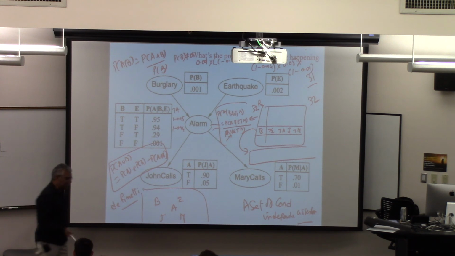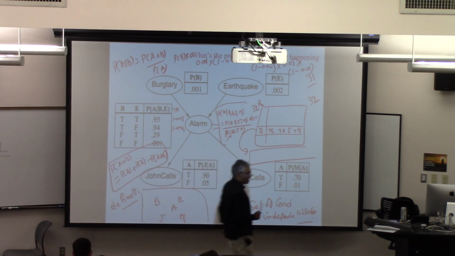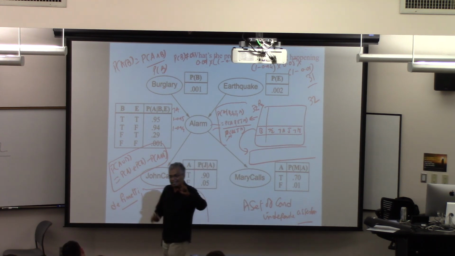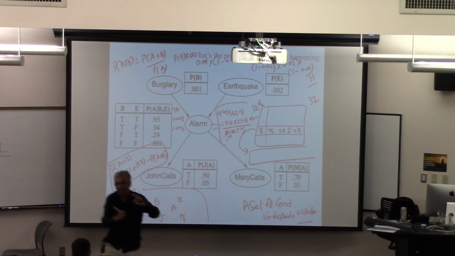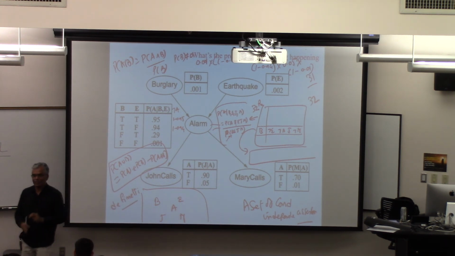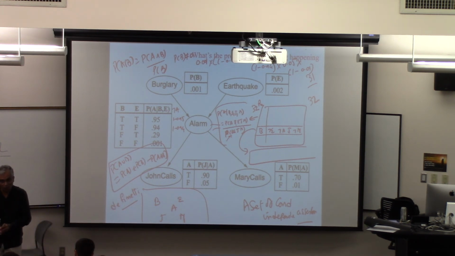Okay? So all that Bayes networks say is the probability of a node given the set of all its ancestors is the same as the probability of that node given just its immediate parents. That's it. And that's what we wound up using in computing these numbers. You see what I'm saying?